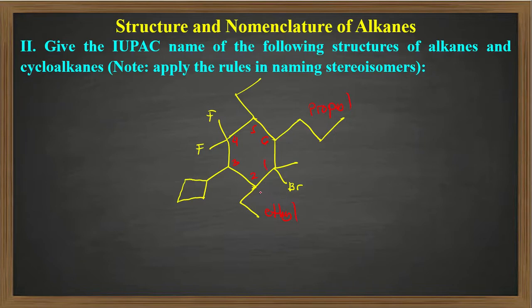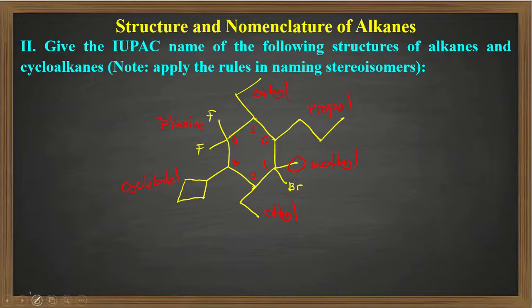Okay? So what will be the name for this compound? So we have a cyclobutyl here. Cyclobutyl. We have here a fluorine. Two fluorine. Then another ethyl here. And then a methyl here. Methyl. This one is ethyl. Okay? So let's arrange them in alphabetical order.